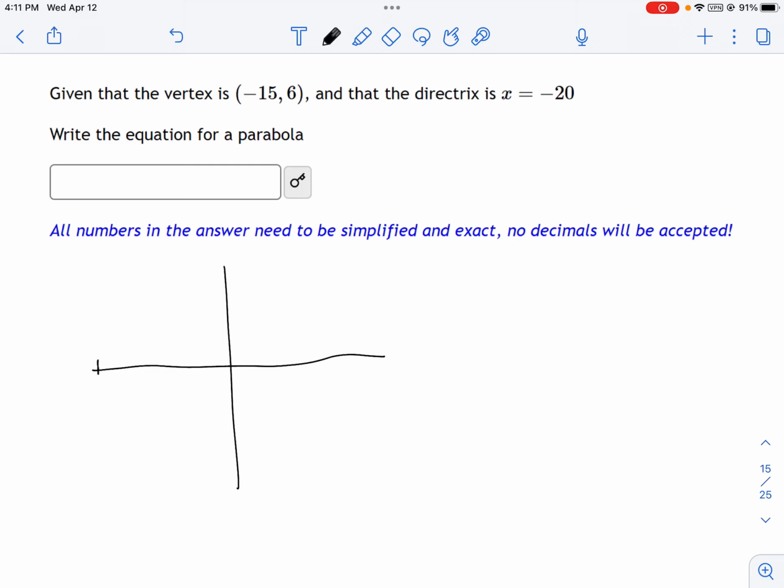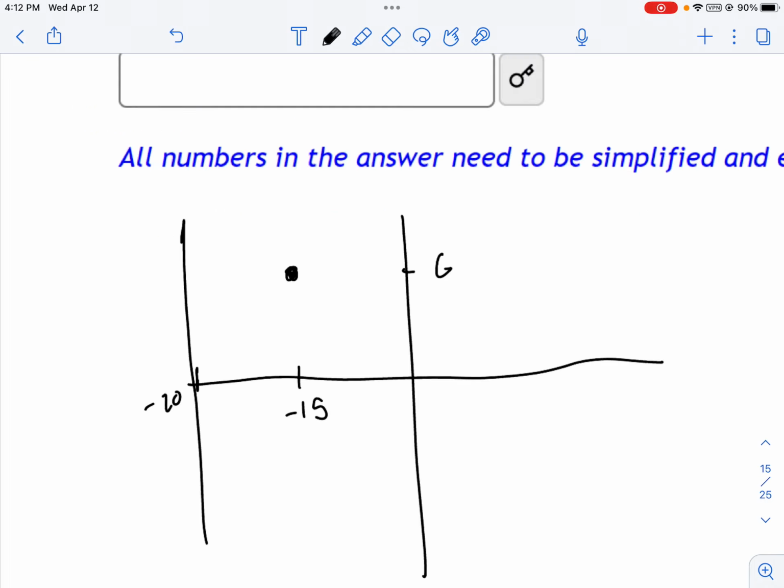So suffice to say, this one's kind of big, so I'm just going to say that right there, negative 20. Here's your negative 20, and then there's your directrix. X equals is a vertical line. So right then and there, you should know that your parabola has to be horizontal. It's either going to the left or going to the right. Okay, and we know it's going to the right because your vertex is at negative 15, comma 6, so it has to be up here. Well, bam! That's most of the work.